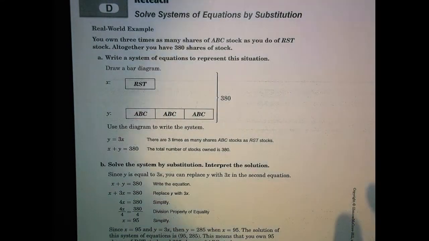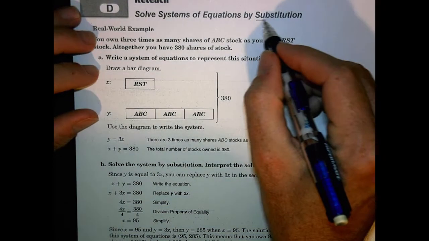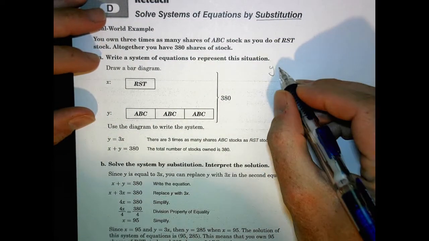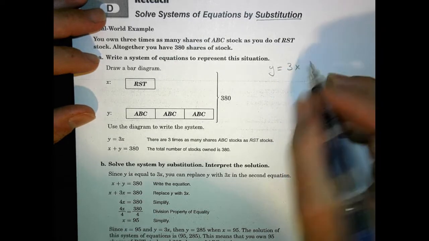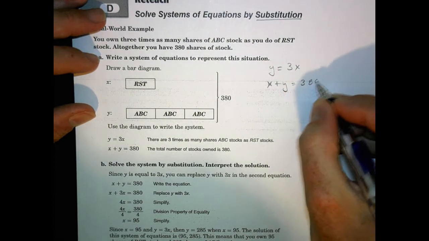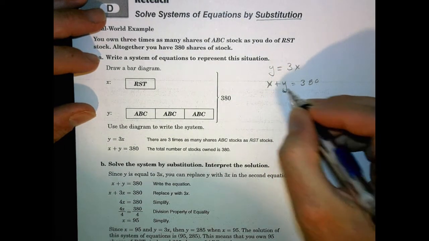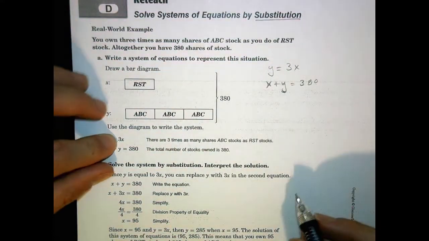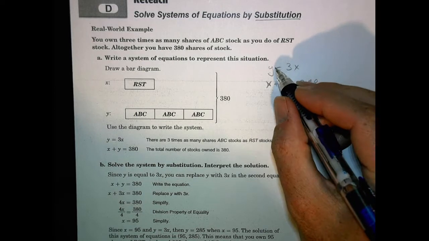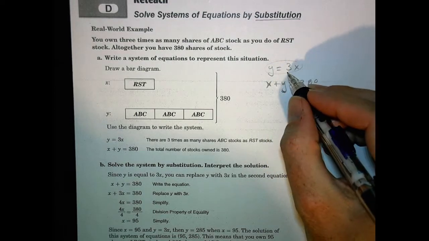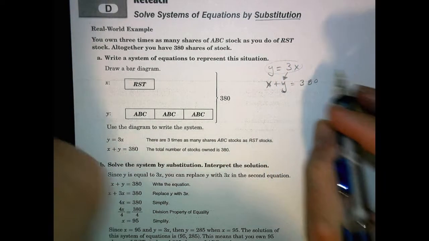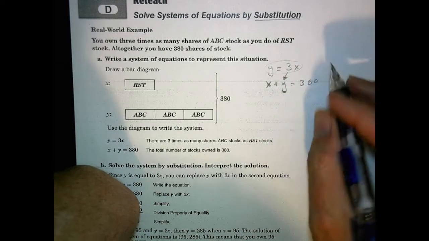Alright, today we're going to solve systems of equations by the substitution method. The substitution method works best when you have two equations, for example y equals 3x and x plus y equals 380. Because I know what the value of y is, I'm going to use one of the equations and substitute it in the place of one of the variables to solve for x, and then use that to go back and solve for y.